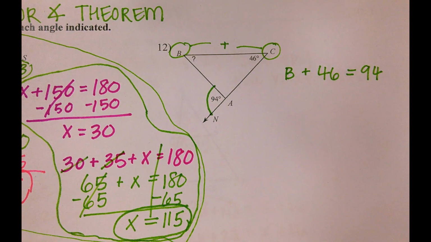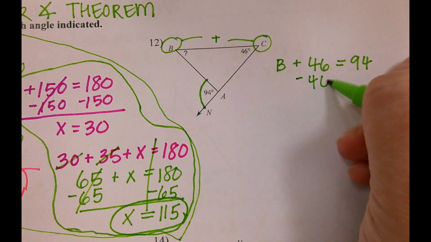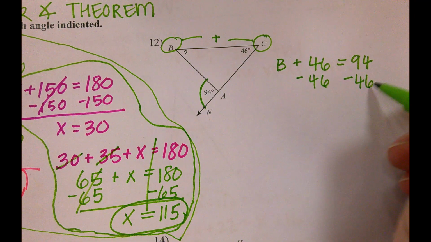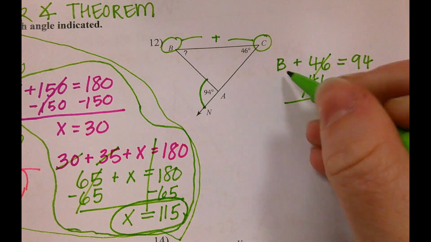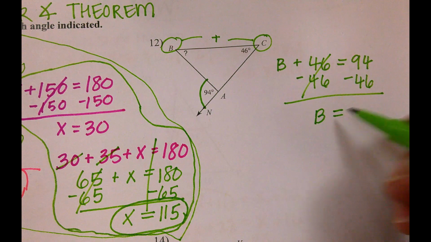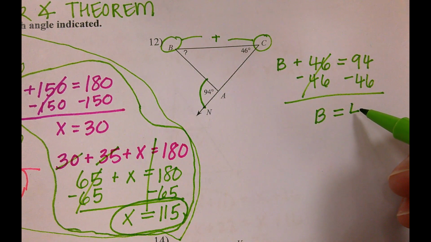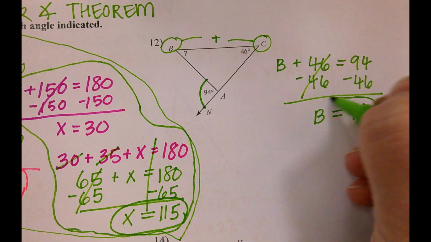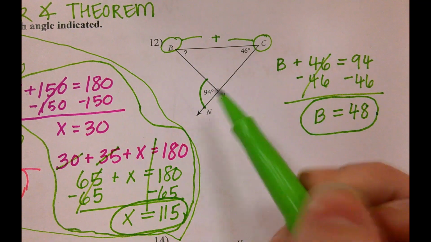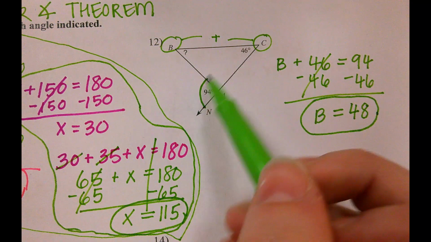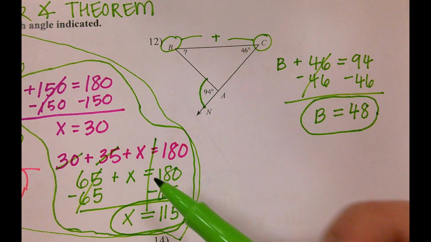Okay. And these are really nice one-step equations. What do I do? Subtract 46. Your B is equal to 48. B equals 48, is it? Oh, yes, you're right. B equals 48. I was thinking about this angle and I was like, 48 and 94 do not make 180. Well, there you go.